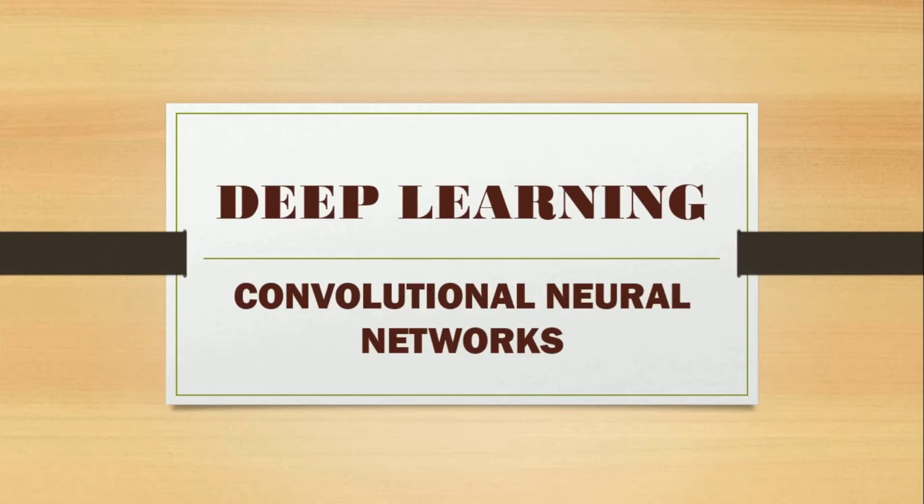Hello everyone. Today the topic which we are going to see is convolutional neural network, CNN. CNN is a class of deep neural networks most commonly applied to analyze visual images. The name convolutional neural network indicates that the network employs a mathematical operation called convolution. Convolution is a specialized kind of linear operation. Convolutional networks are simple neural networks that use convolution in place of general matrix multiplication in at least one of their layers.